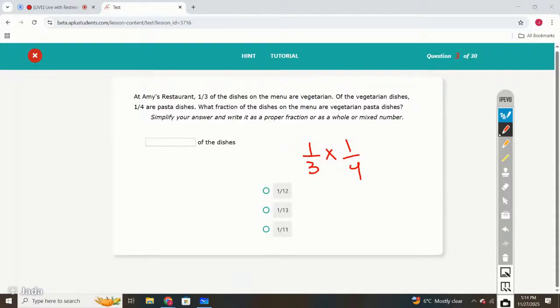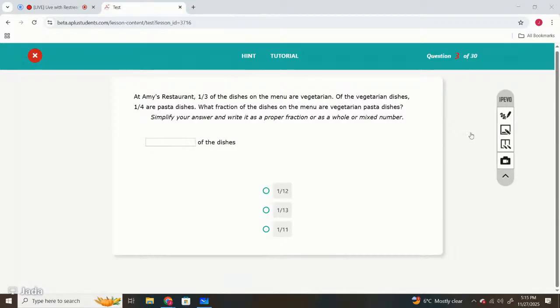The correct option is 1 over, that is 1 by 12. Option number 1 is the correct option. 1 by 12 it is.